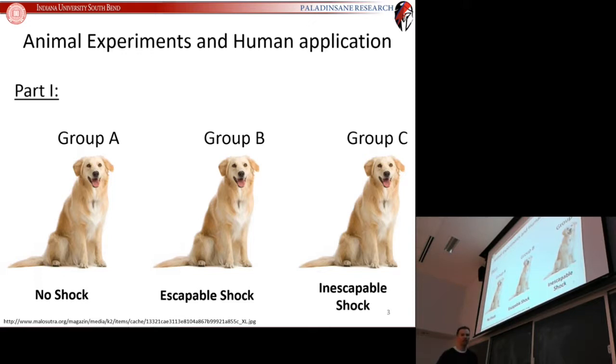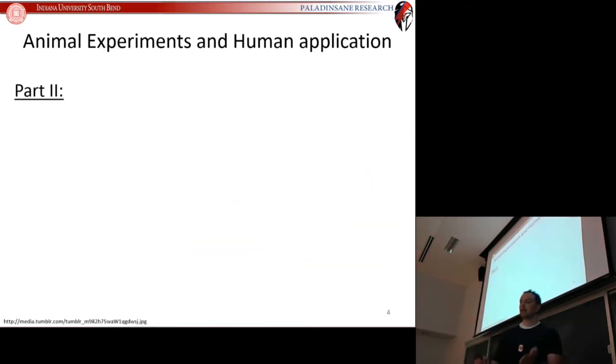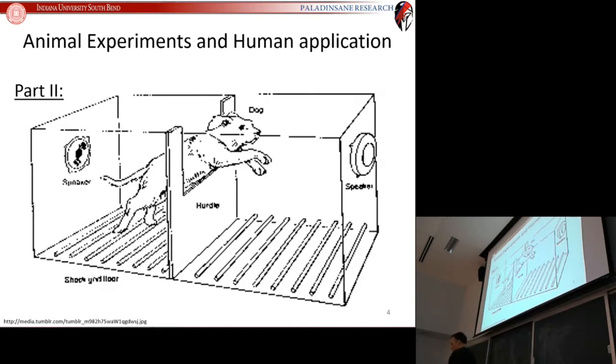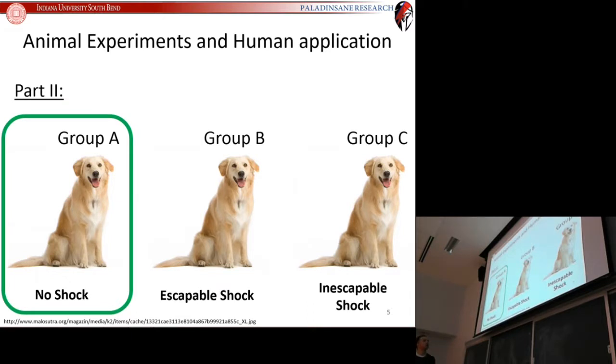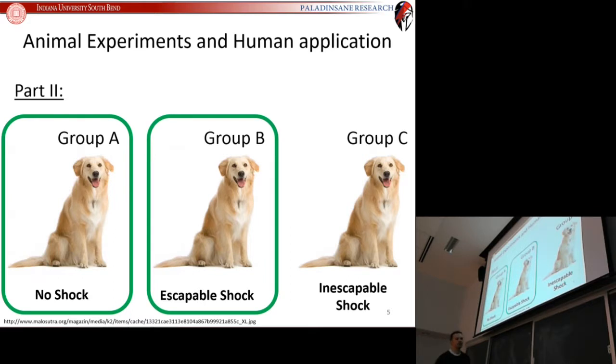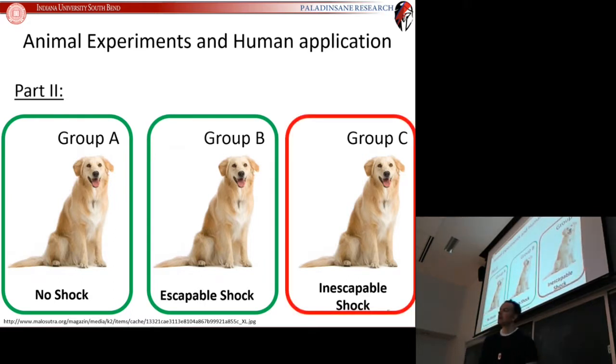So that was part 1, and then in part 2, all of the dogs were placed in the same situation. So they were all placed in a room where a tone would sound, and then the floor would be shocked, and you could escape the shock by jumping over to the other side of the room. And what Seligman found was that Group A, who was previously not shocked, was able to learn the jumping response. Group B, which was previously in the escapable shock condition, was able to learn the jumping response. But Group C had inhibited learning of that jumping response. Many of those dogs failed to learn to jump to avoid the shock.